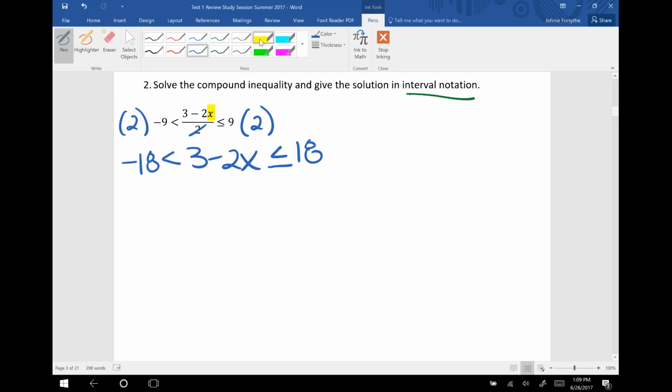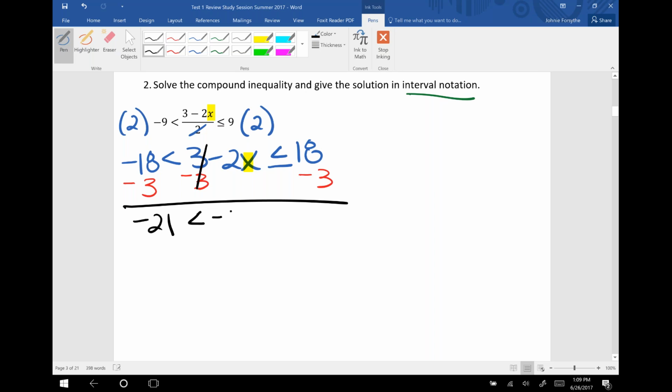All right, so now again, we are trying to get this x by itself. So we want to get rid of this 3. So we're going to subtract 3. And we want to subtract on the right. Okay, so now negative 18 minus 3 is negative 21, which is less than 3 minus 3 is 0. That cancels out. Bring down your negative 2x, which is less than or equal to 18 minus 3, which is 15.